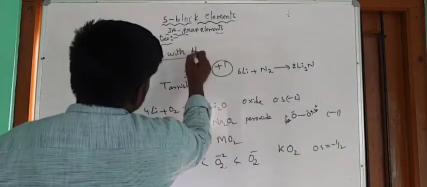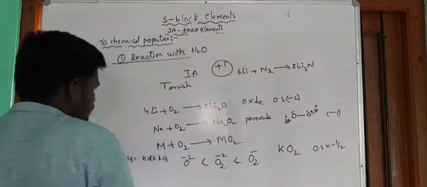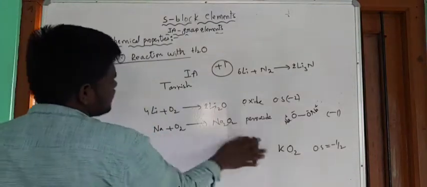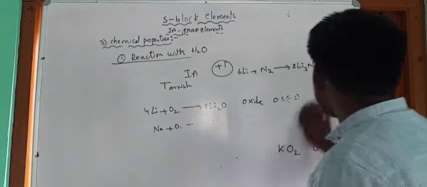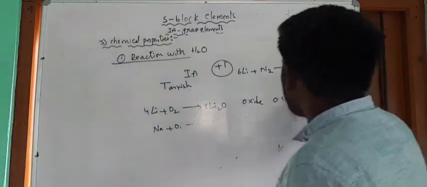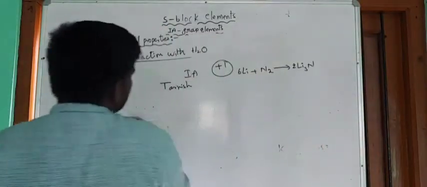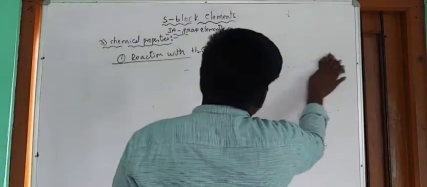Reaction with water. Okay. So the first A group elements vigorously react with water and form a lot of smoke, and next, metal hydroxide.